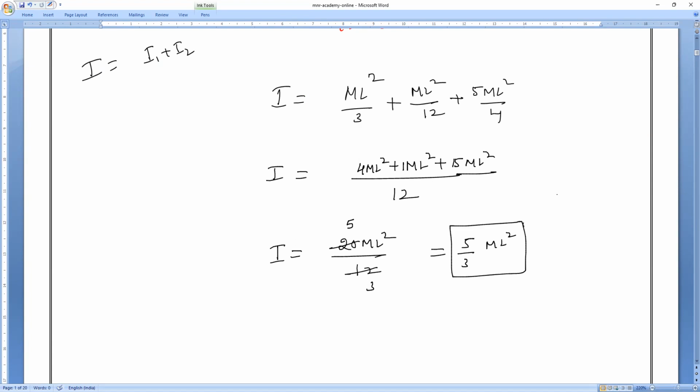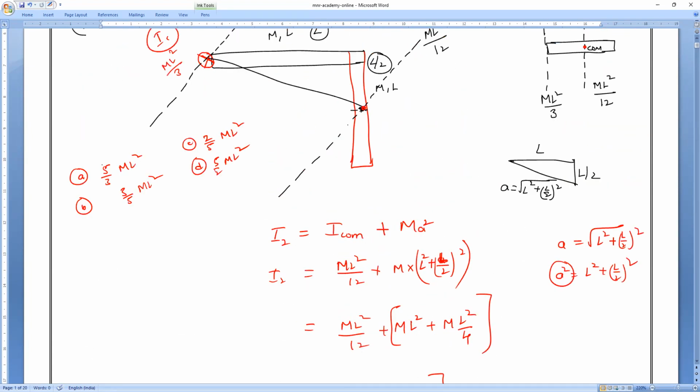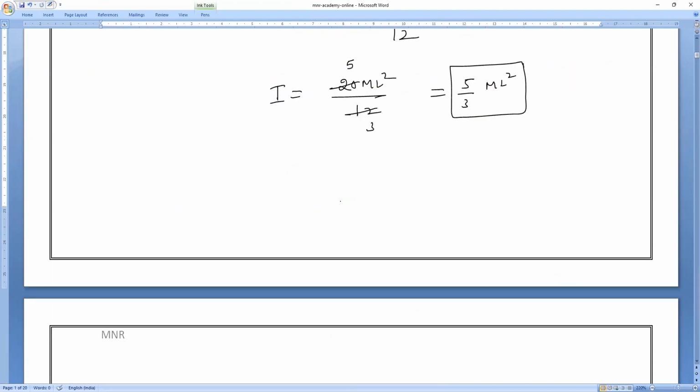So that is the total momentum. All of you remember 5 by 3 ml square. Option A is the correct one. So it's very simple. You can see what they are asking.